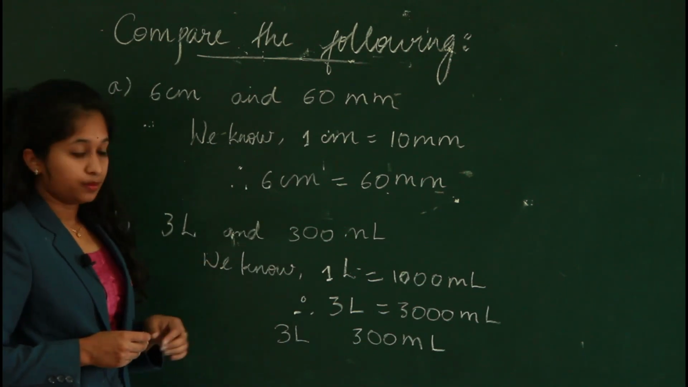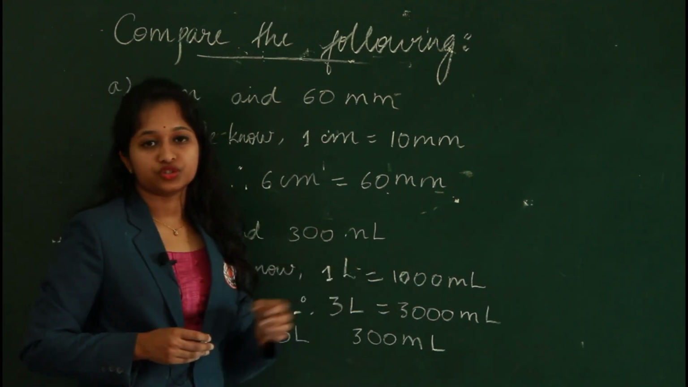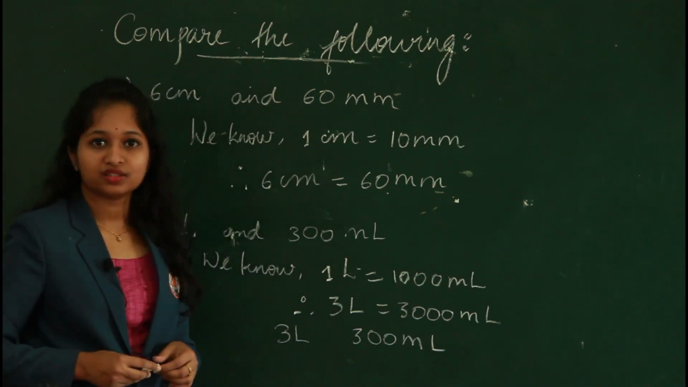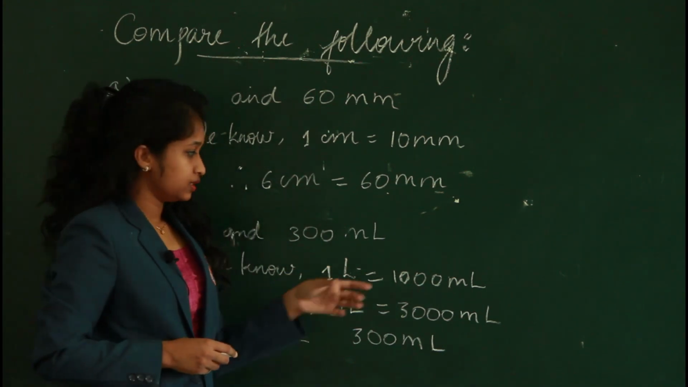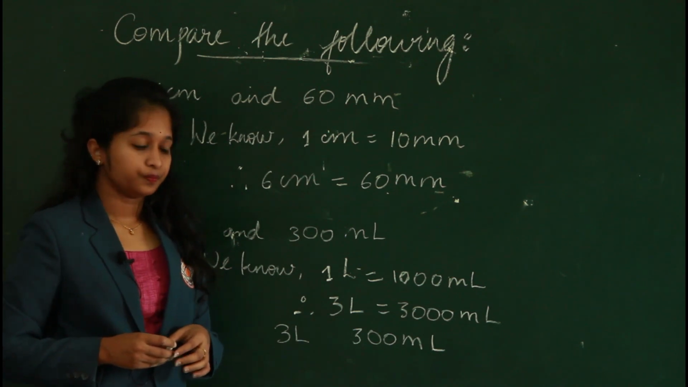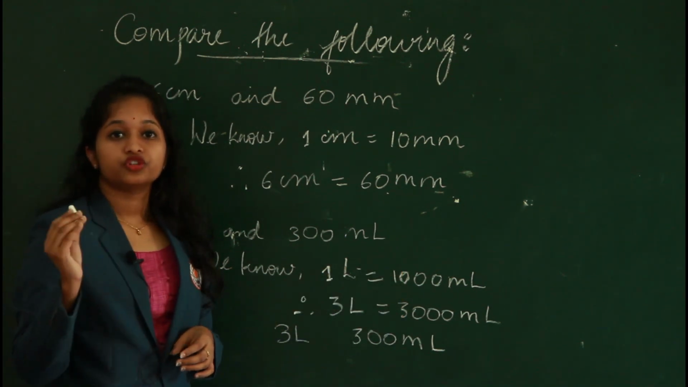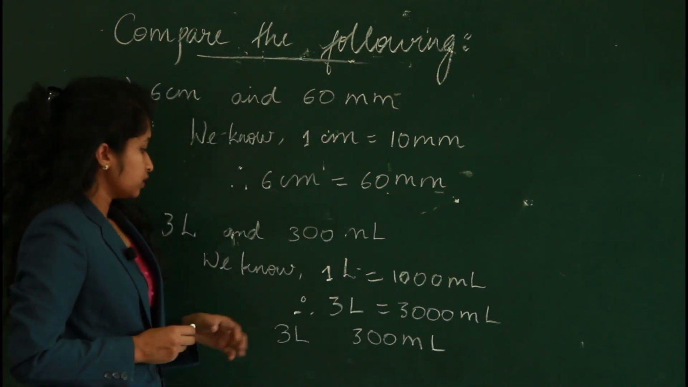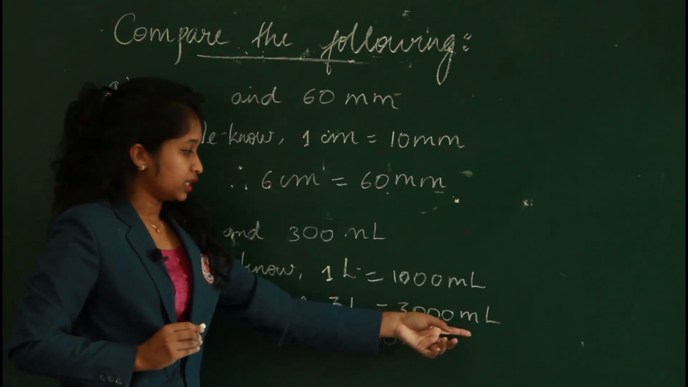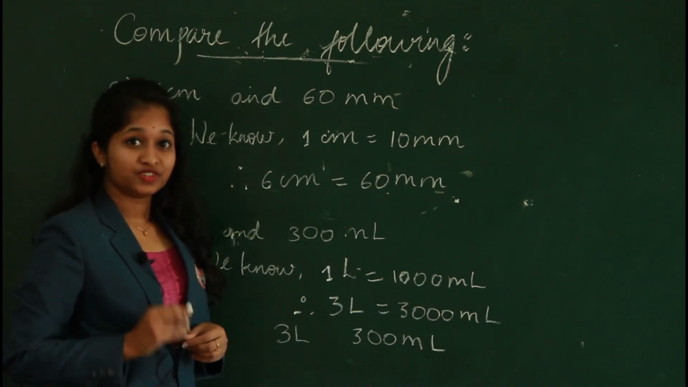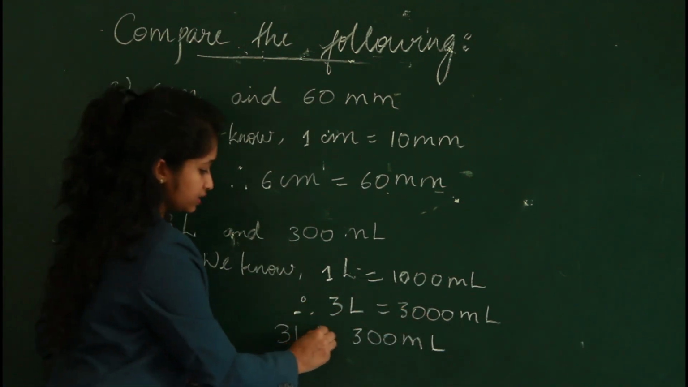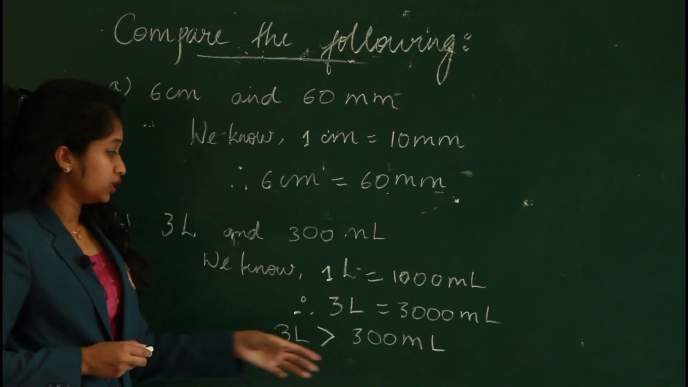And now next example, 3 liter and 300 milliliter. Can we make both the units as same? We'll make into milliliters. 1 liter is 1000 milliliter. We know that. So what will 3 liters be? It is 3 into 1000, that is 3000 milliliter. Now we got 3 liters as 3000 milliliter. Which is greater, 3000 milliliter or 300 milliliter? Yes, it is 3000 milliliter. 3000 milliliter is 3 liters. So 3 liters is greater than 300 milliliter.